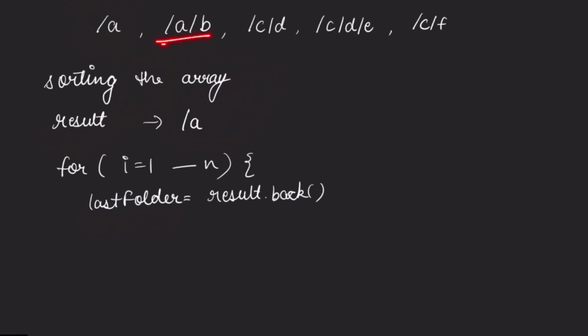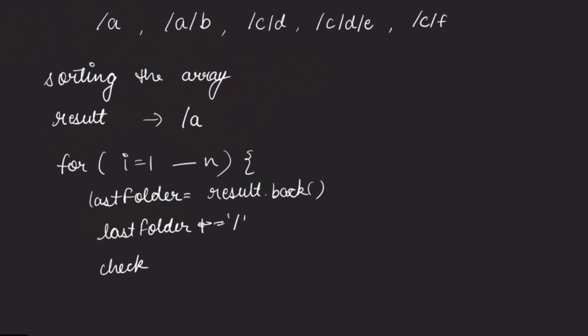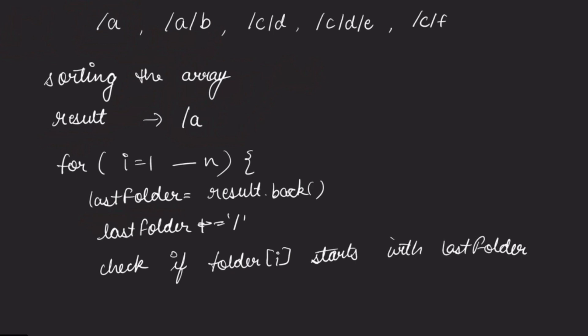Now, for this, what will be the last folder? /A. So we will also add a slash to the last folder so that we do not miss any case. Then when you compare these two, this would have become /A/. Now you need to check whether this string is starting with this string or not. So check if your current folder, which will be folder of I, starts with the last folder.